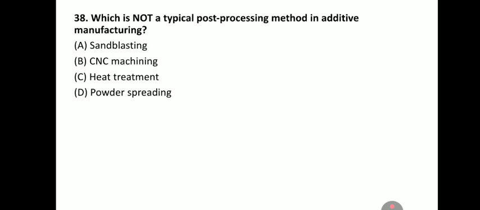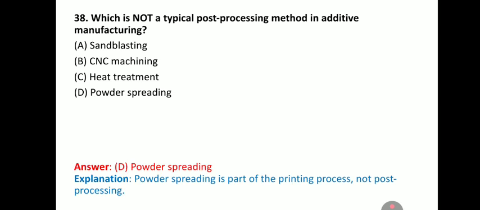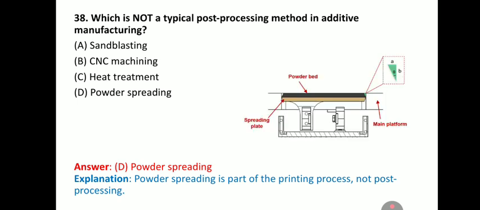Next question, which is not a typical post-processing method in additive manufacturing? The answer is powder spreading, because powder spreading is done earlier. Powder spreading is a part of the printing process, not post-processing. So the powder is spread and then it is deposited.